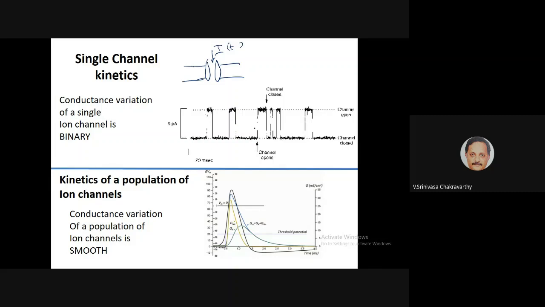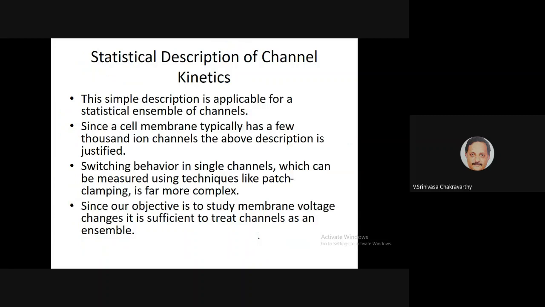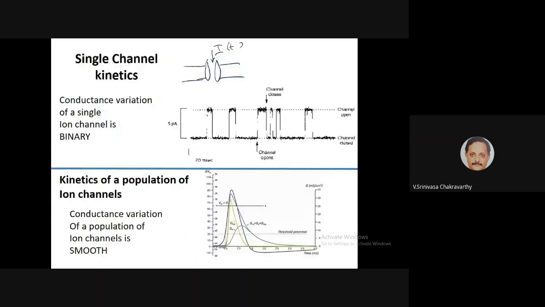So what we are describing here is not that kind of dynamics. What we're describing is the dynamics of a population of channels. If you take a large number of these, a few thousand of them present in a small patch of membrane, like a few hundred square microns, then the current in that membrane, which represents the total current flowing through all those channels, will show a much smoother variation, which will look like this graph here. And this is the kind of dynamics being described by this equation. So we are not looking at single channel dynamics.